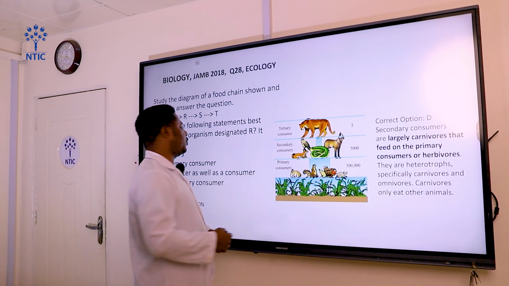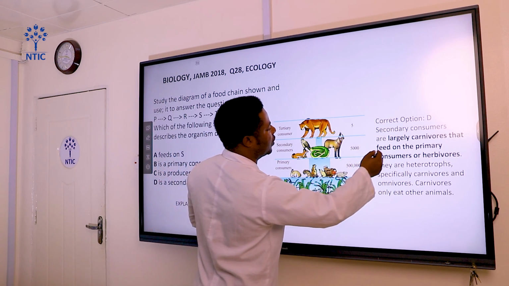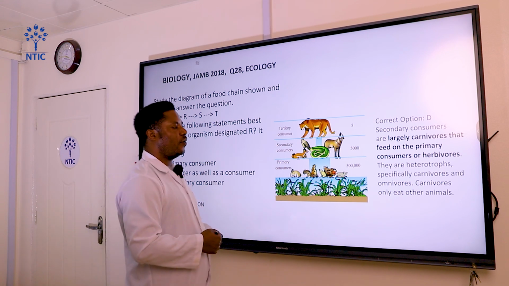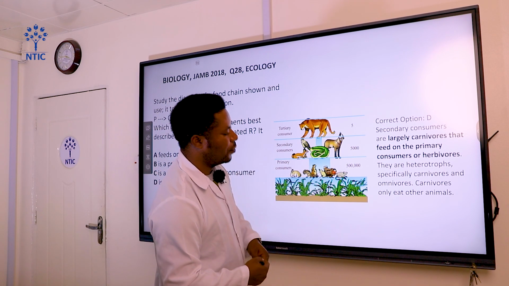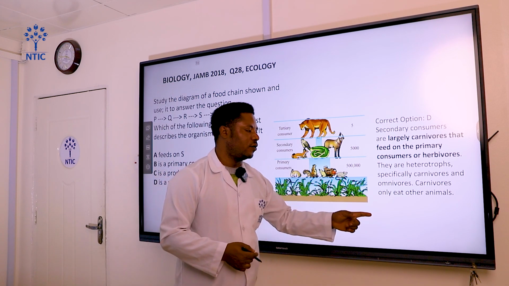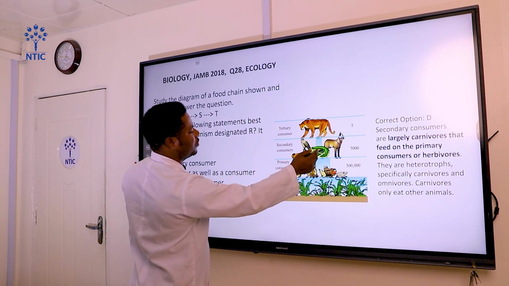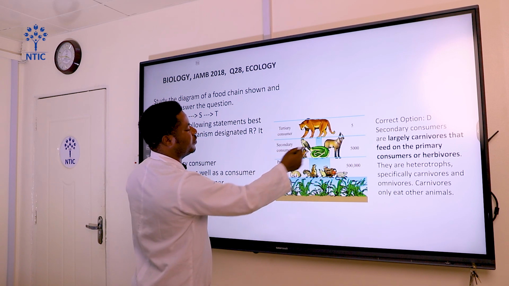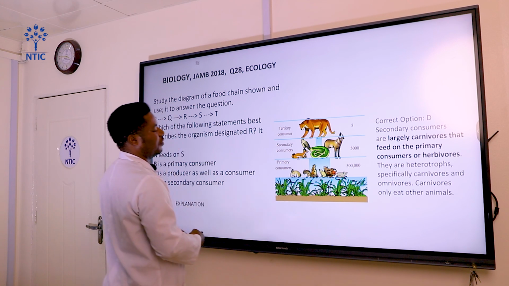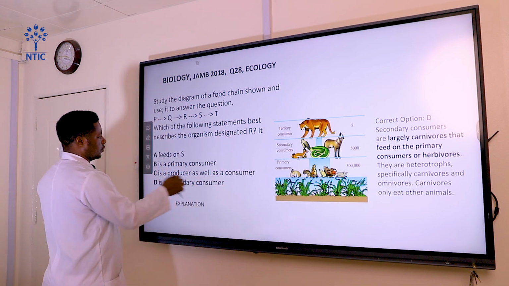Now can you see the correct option here is D, as we have said, okay? Secondary consumers are largely carnivores that feed on the primary consumers or herbivores. They are heterotrophs, specifically carnivores and omnivores. Carnivores feed on other animals. And as you can see in this food chain, this is the position of the carnivores. These are the producers, primary consumer, secondary consumer, and tertiary consumer.